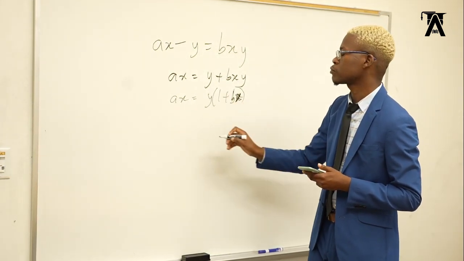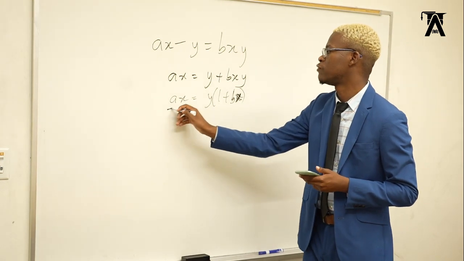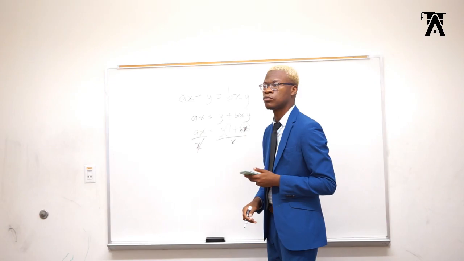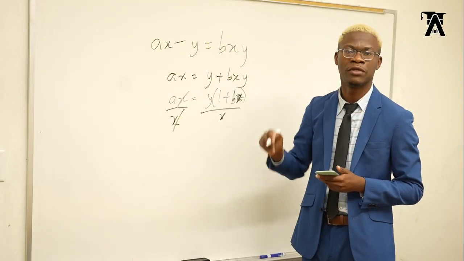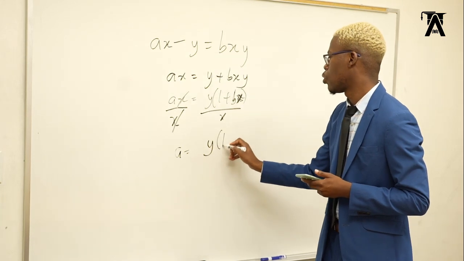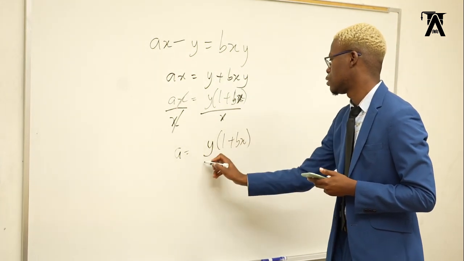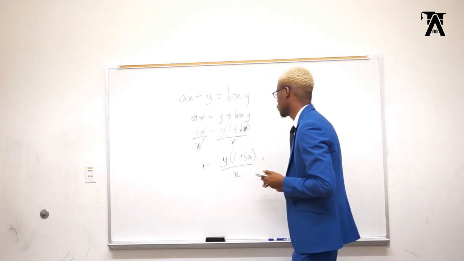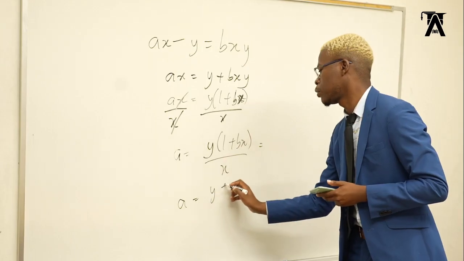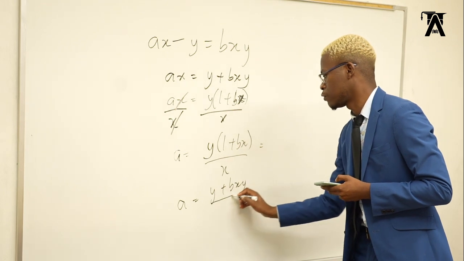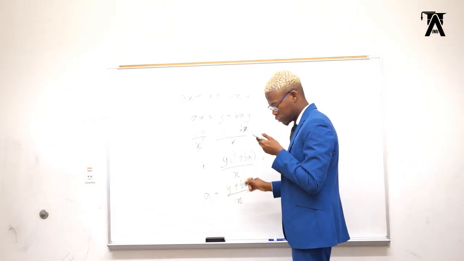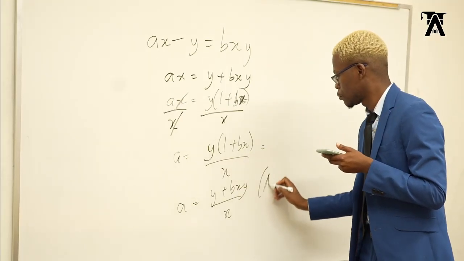Okay. Then now I can divide through by x here, which completely removes x here and leaves A. So we have A equals y(1 plus Bx) divided by x, which is also the same thing as saying, A equals y plus Bxy divided by x, and that is option A.